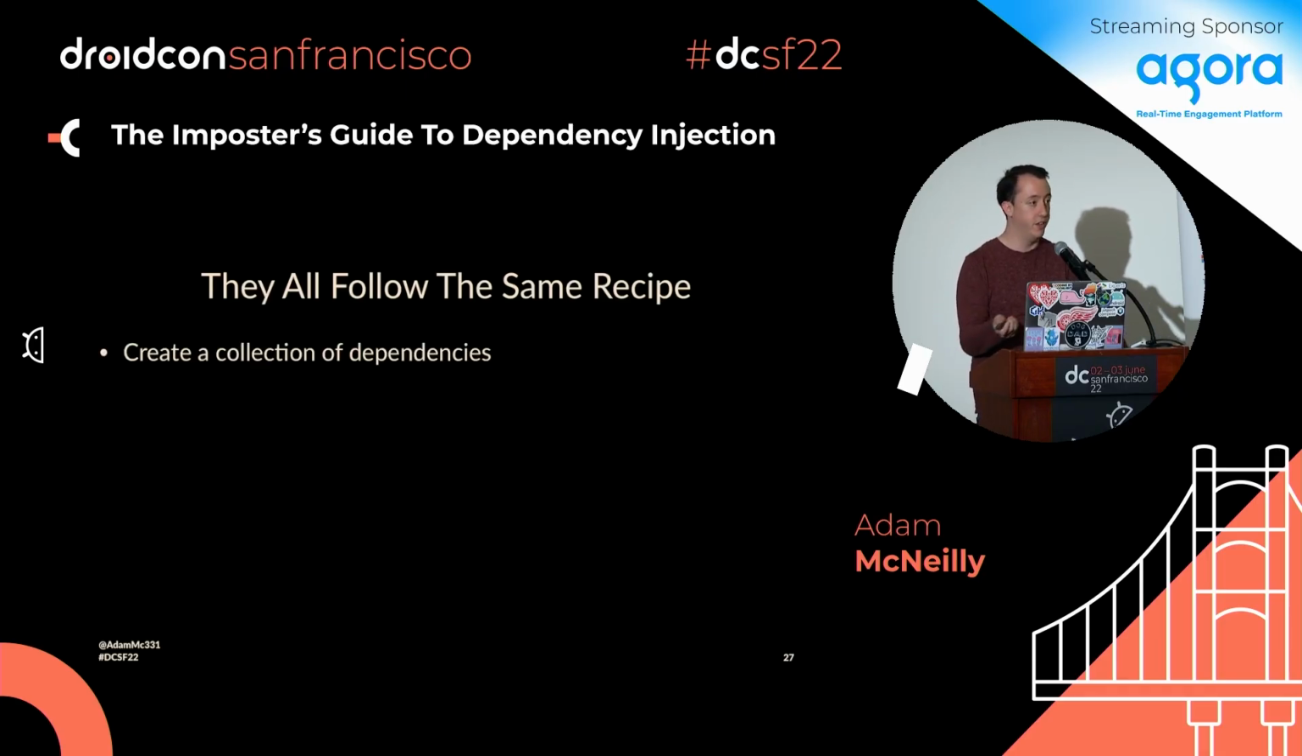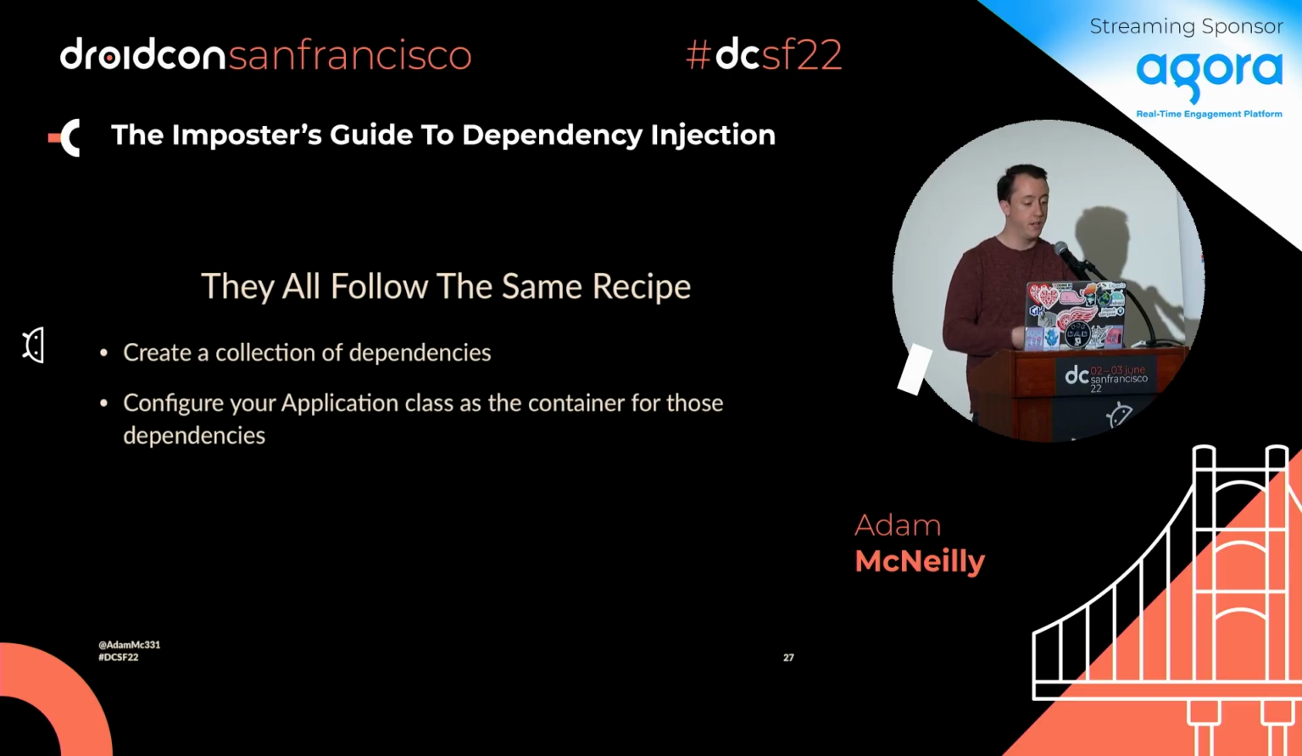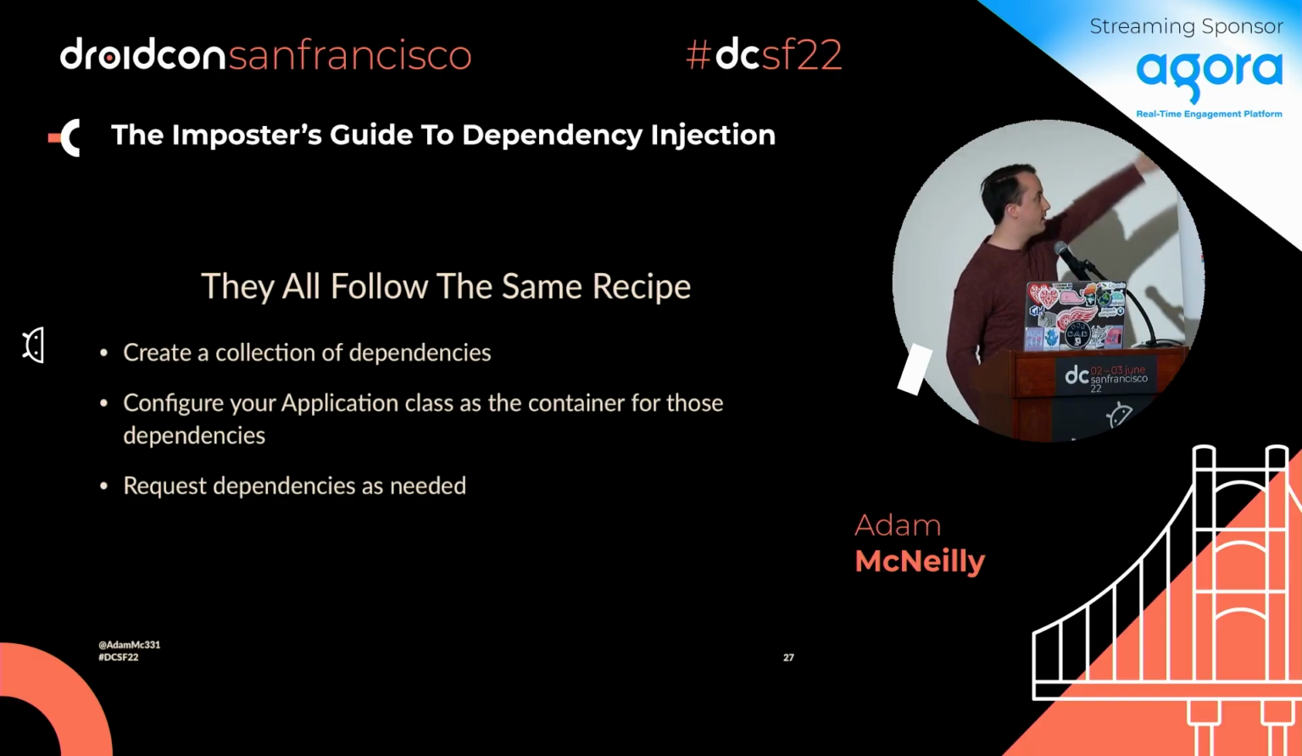We create a collection of dependencies. You want to configure your application class as the container for those dependencies. And then you need a way to request those dependencies as needed. These 3 bullet points, this is like all you need to know.